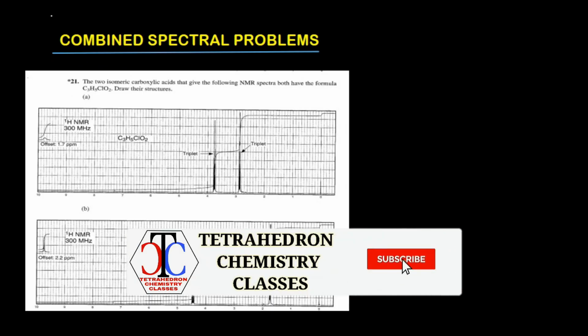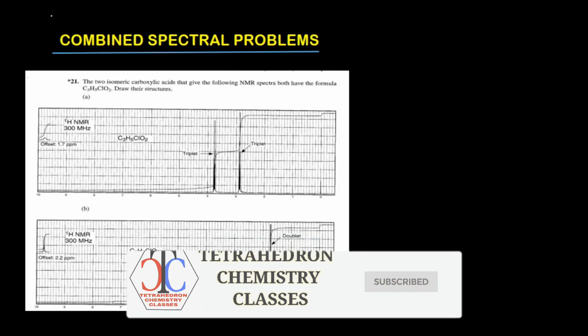So see, the title should not be combined spectral problem, because this problem is purely based on the proton NMR spectrum. But since I am dealing with the combined spectral problem series, I have decided to put this particular problem in this section. So I have given this name, combined spectral problem.